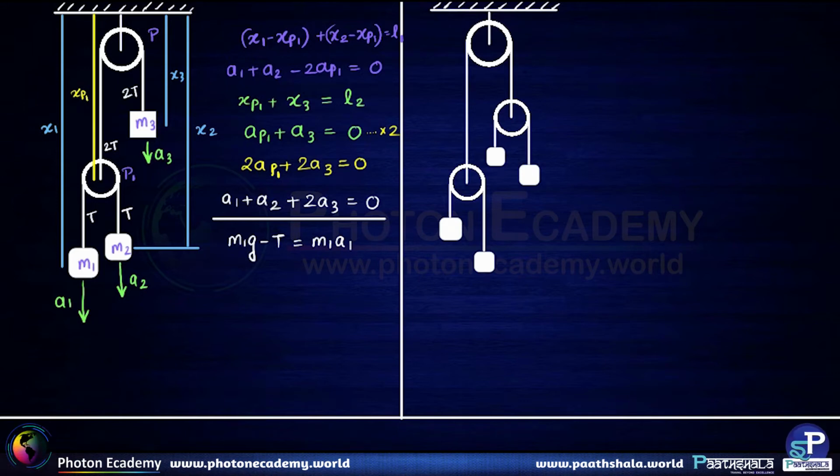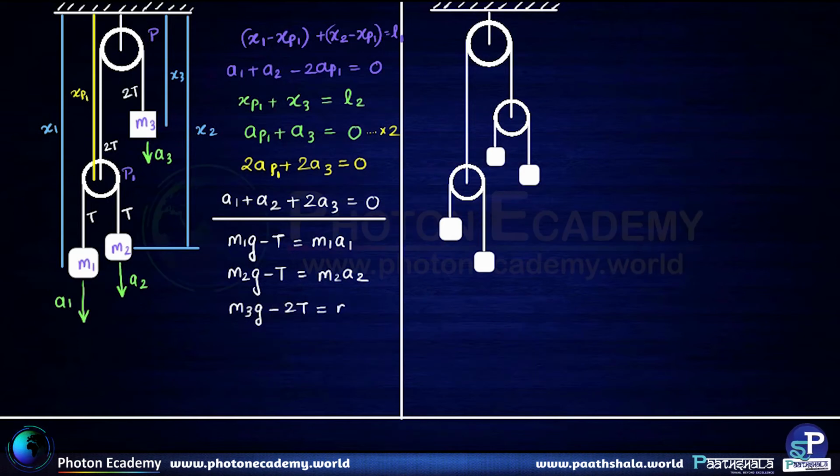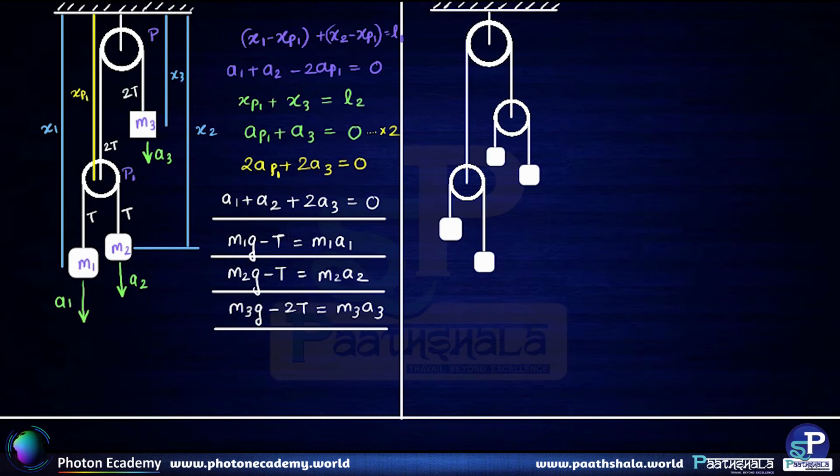So M1G minus T is equal to M1A1. M2G minus T is equal to M2A2. And then the third equation, which is M3G minus 2T is equal to M3A3. So these four equations will give us the answer for the four unknowns A1, A2, A3 and T in this particular situation. Now let us look at the second diagram drawn over here.